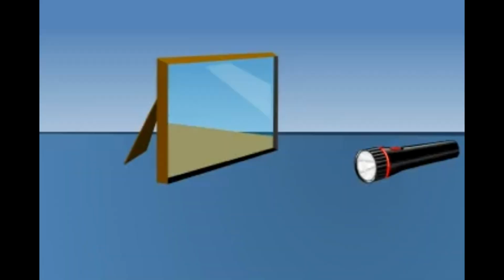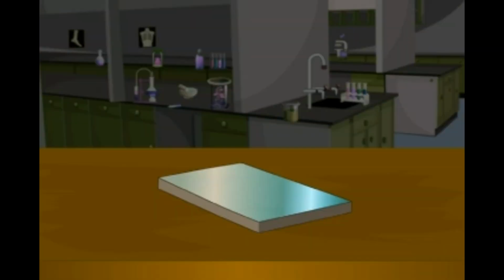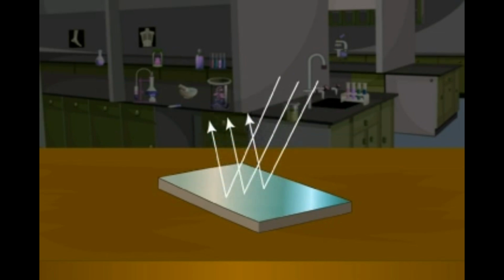Look at this plane mirror. Have you ever noticed how light rays get reflected by the surface of a plane mirror? Well, let's find out. Look at these light rays coming towards the plane mirror. When they fall on the surface of the mirror, they get reflected. But you must notice that even after reflection, they remain parallel to each other.